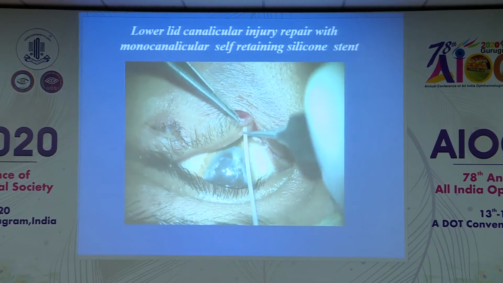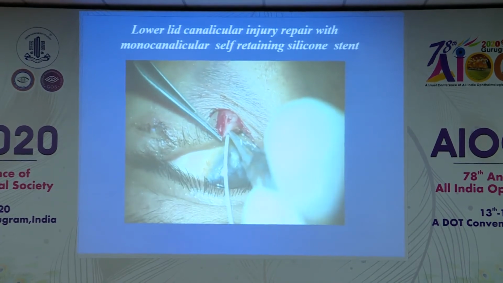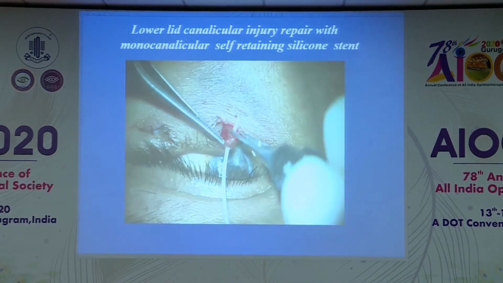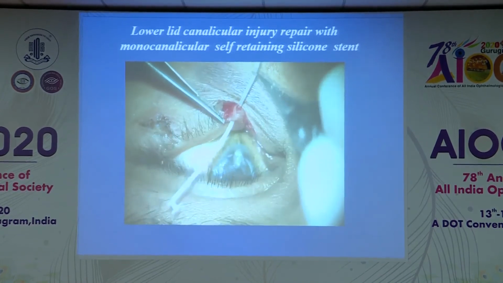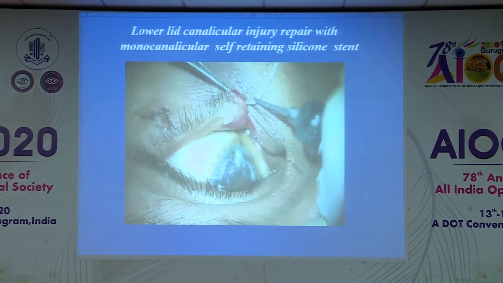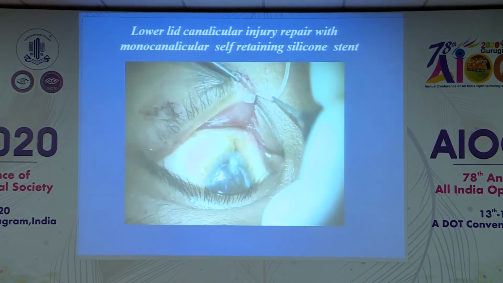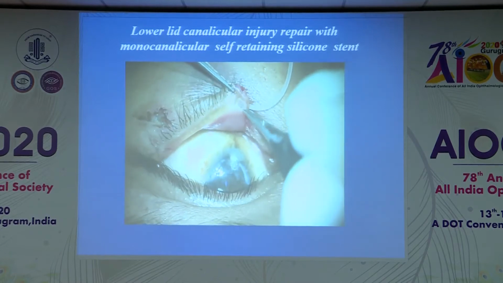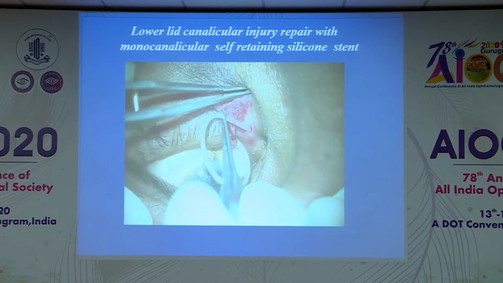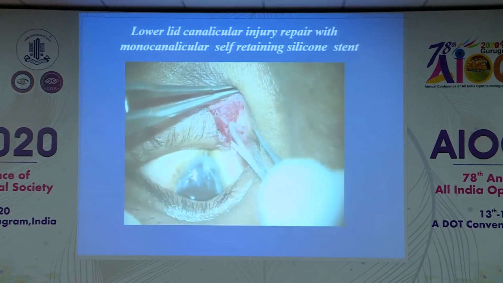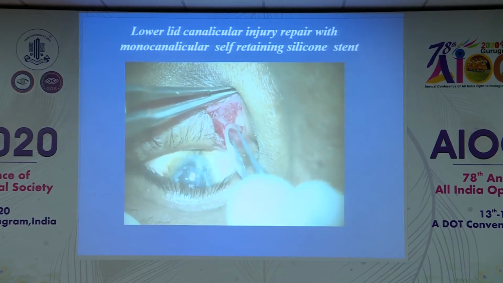Then I'm introducing it into the punctum, then I'll retrieve it through the proximal cut end, and I'm using a fine tooth forceps. It's very easy to grasp with a fine tooth forceps, and you have to be gentle while pulling it, otherwise you can sometimes dislodge or cut the cut edge if you are very rough. Then you have to introduce it into the distal cut end and advance it slowly. So this is not the end of the procedure.